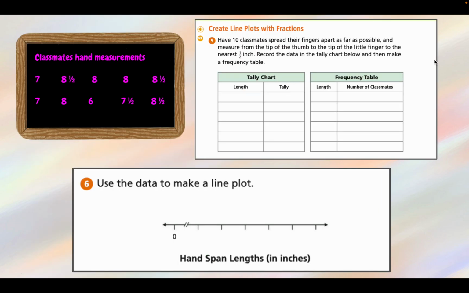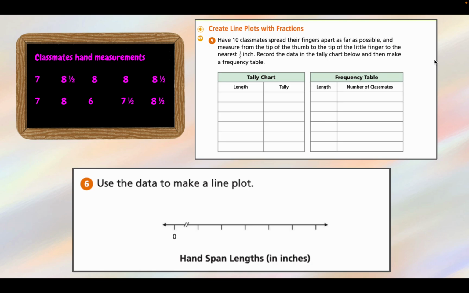All right, on the back side of your worksheet, I have already had some classmates' hand measurements. We are going to create line plots. We're going to make a tally chart, you're going to make a frequency table, and then you're going to use the data to make a line plot. So those are some measurements there on the board. So we have 7 inches, 8.5, 8, 8, 8.5, 7, 8, 6, 7.5, and 8.5.